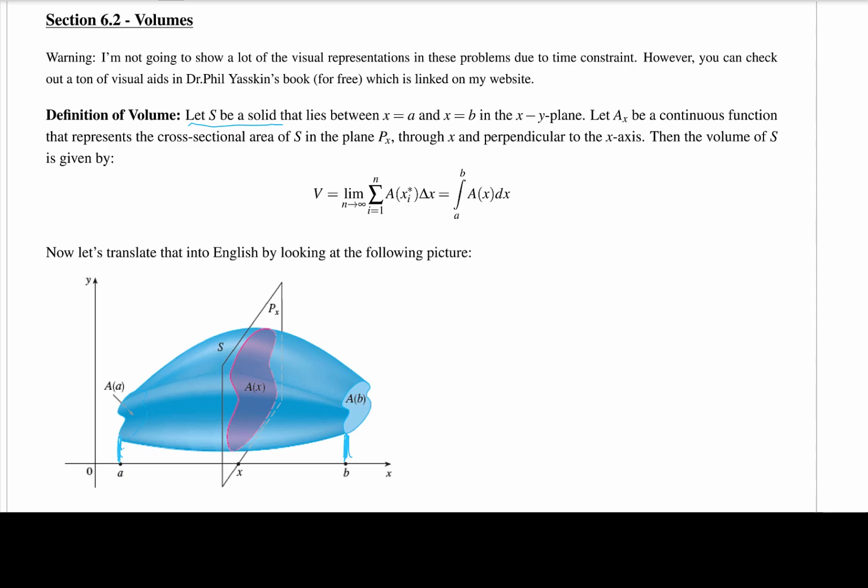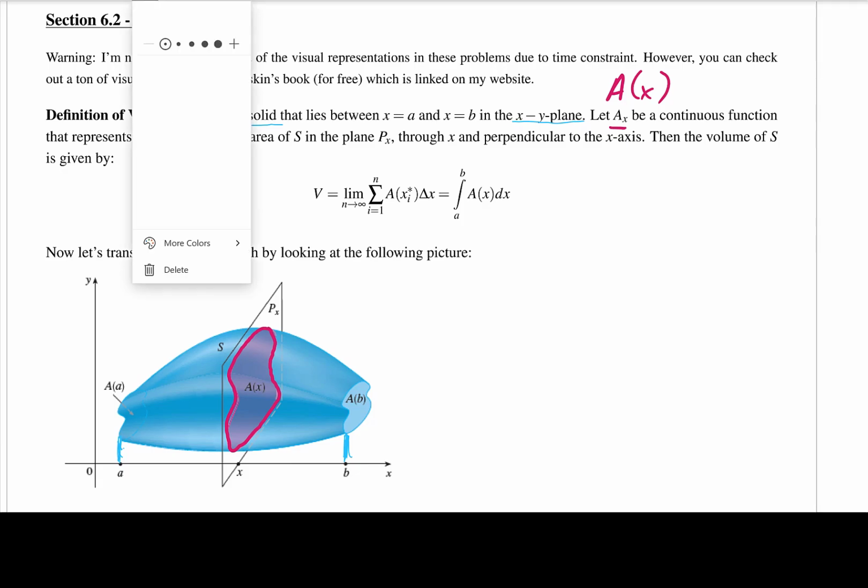When I say two-dimensional plane, I'm saying we're in the xy plane. And we're going to have A sub x be some continuous function. That continuous function is shown right here. Here's A of x, which we're going to commonly use, but it's written as a subscript right here. This is a continuous function, and what it represents is the cross-sectional area of S in the plane P sub x through x and perpendicular to the x-axis.